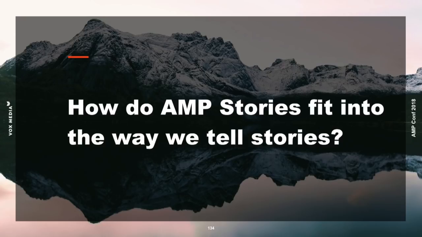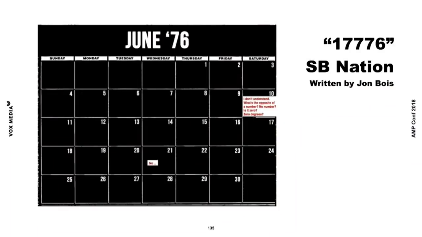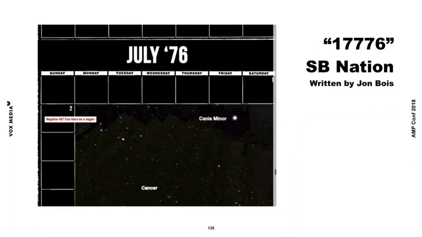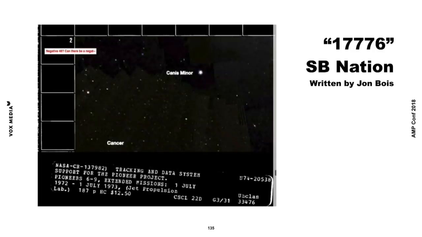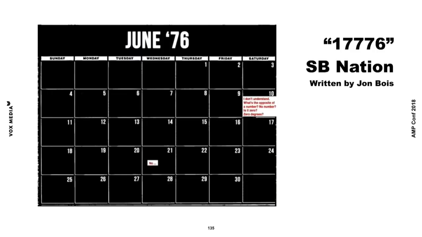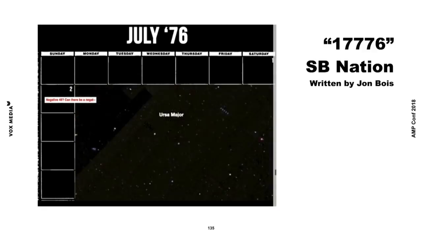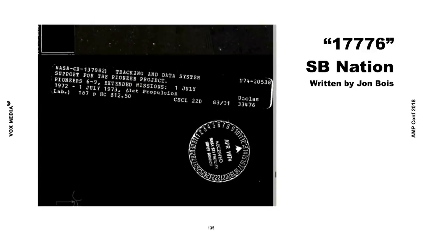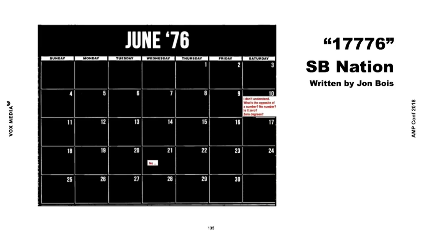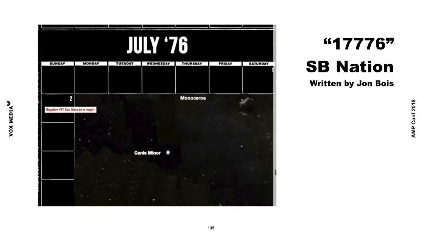So, how do AMP stories fit into the way that we tell stories in general at Vox Media? There are two examples here as well. Our first is on SB Nation, 17776, an ambitious multimedia narrative that imagines what football might look like 15,000 years into the future, that took off. On average, our audiences spent about 11 minutes with the story, which was written by John Boyce.